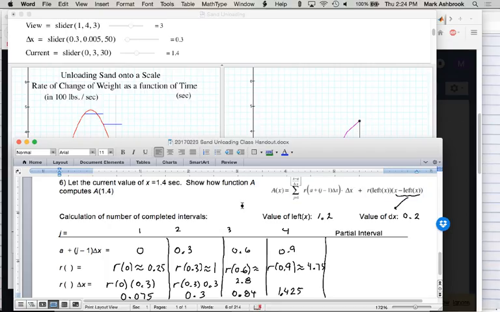What's left? Partial interval, right? Partial interval will be r of left of x, which will be r of 1.2. So this is the partial interval, r of left of x. What's left of x? We said is 1.2, so we need r of 1.2 times dx, which you said was 0.2. Approximate for r of 1.2.